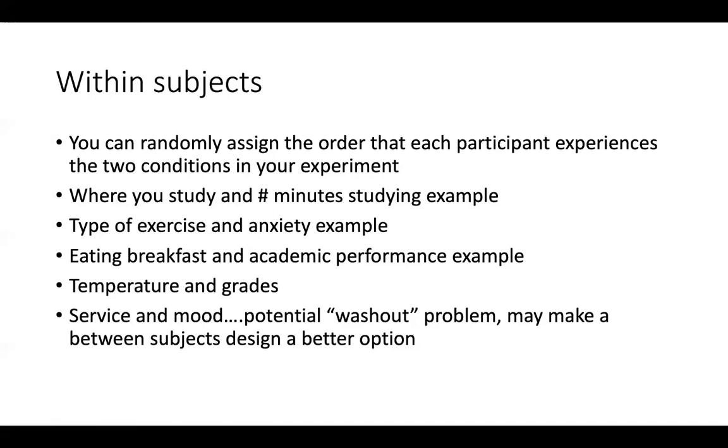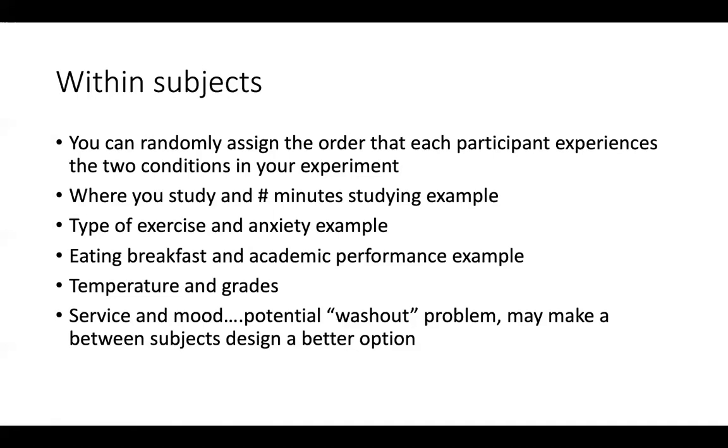All right, type of exercise and anxiety example. If you did this within subjects, you would want to counterbalance what kind of exercise you do first versus what kind you do second. Again, if you're doing it between subjects, then you're randomly assigning people to the group that either does cardio or does weight training.